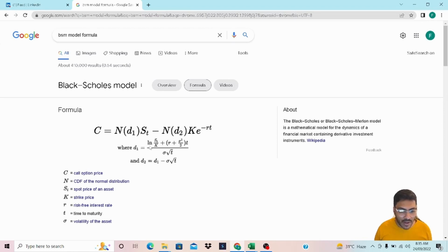So D1 is the natural log of the spot price divided by the strike price, plus the risk-free rate plus the standard deviation, which is your volatility, squared divided by 2, multiplied by the time to maturity or years to maturity, divided by the volatility multiplied by the square root of time. And D2 is equal to D1 minus volatility multiplied by the square root of time. So first, let's calculate D1 and D2.